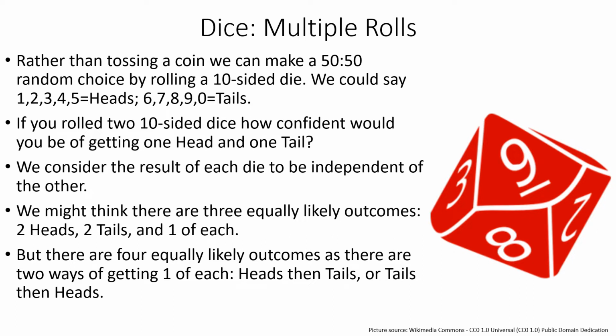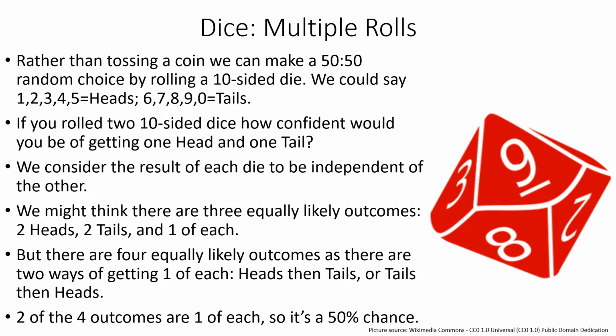So 2 from the first coin, 2 from the second coin, multiply those together, 4 outcomes, and this is because there are 2 ways of getting 1 of each. We could get heads then tails, or tails then heads. And so, in other words, with 2 coin tosses, there'd be a 50% chance of getting 1 of each. 2 out of 4 of the possible outcomes.